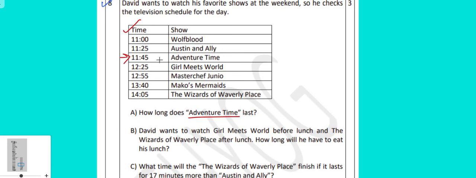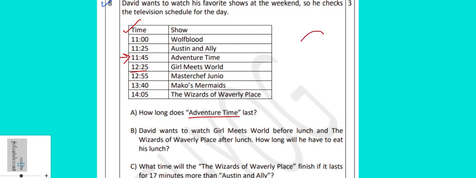It is 11:45. So if it starts at 11:45, it will be ending at 12:25, because 12:25 is the starting time of another TV show. So therefore it will be ending at 12:25. So now we will have to calculate the time difference from 11:45 to 12:25.